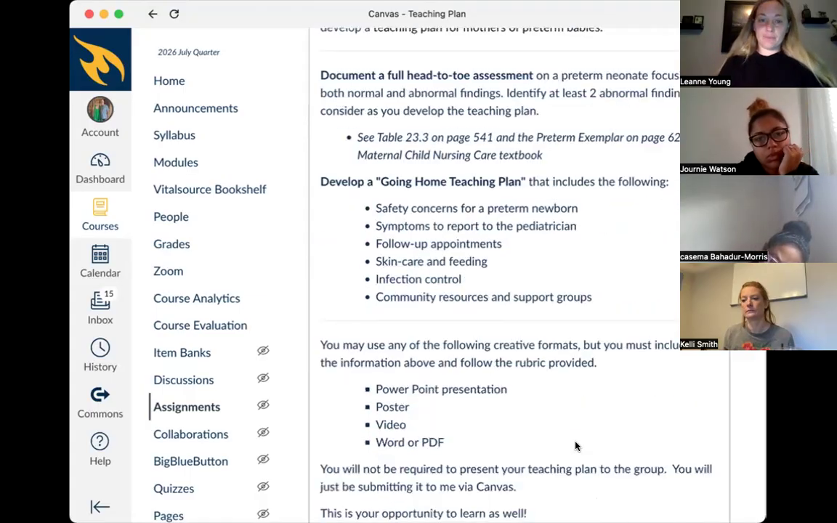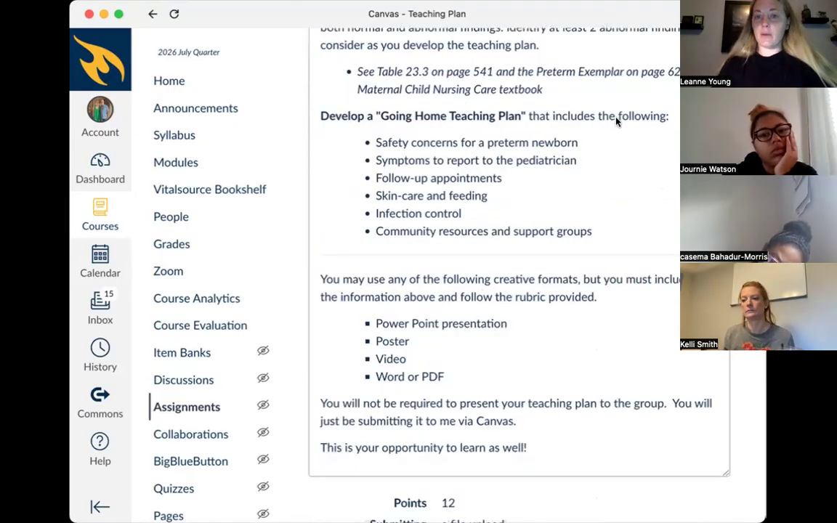Then you're going to develop a going home teaching plan that includes the following: safety concerns for the preterm newborn, symptoms to report to the pediatrician, follow-up appointments, skin care and feeding, infection control, community resources, and support groups.